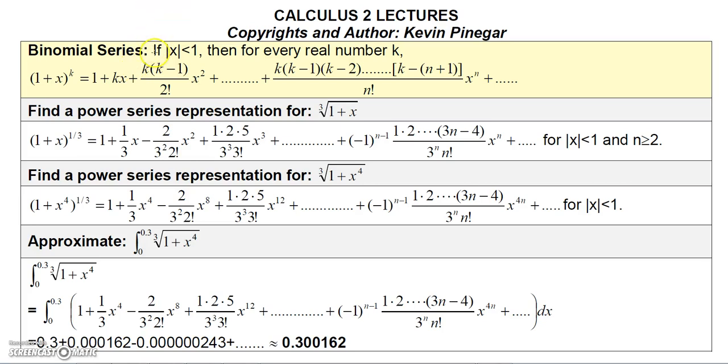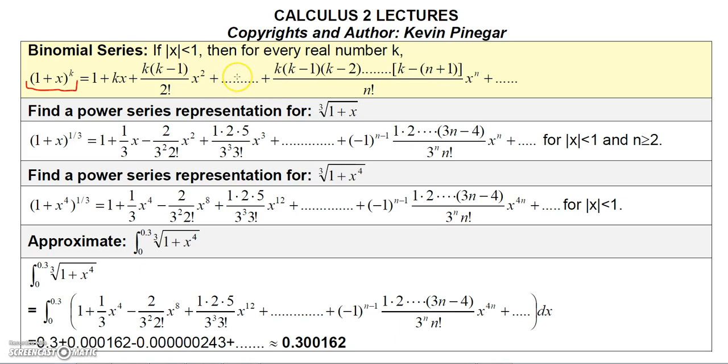Okay, if we assume that the absolute value of x is less than 1, in other words, x is between -1 and 1, then for every real number k, we can write the binomial function (1 plus x) raised to a power using this series called the binomial series. It would be 1 plus kx plus k times (k minus 1) over 2 factorial times x squared, and so on. So the formula here, the nth term, would be k times (k minus 1) times (k minus 2) times ... times (k minus (n plus 1)) all over n factorial times x to the n.